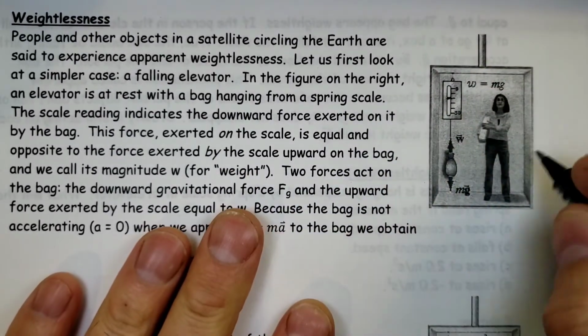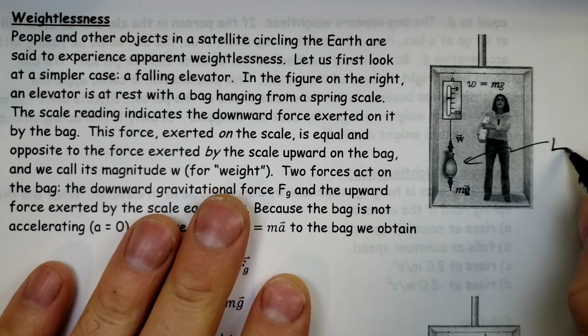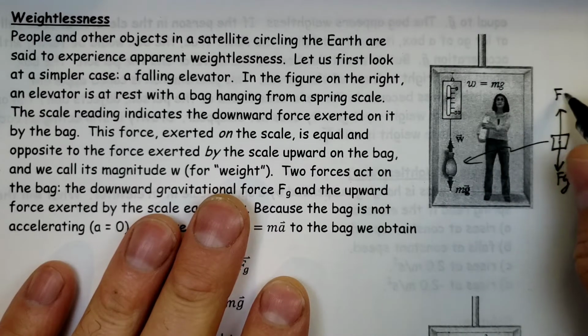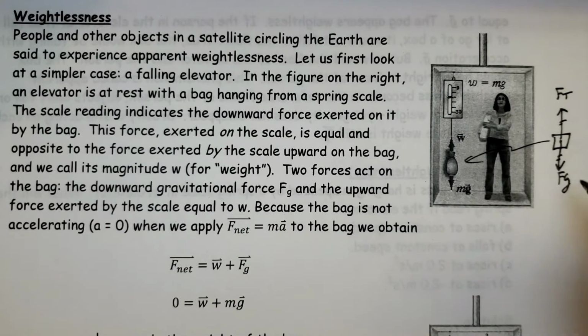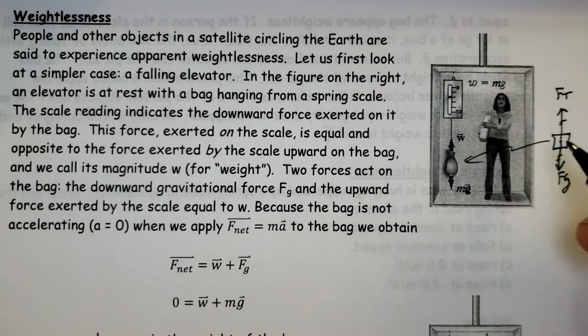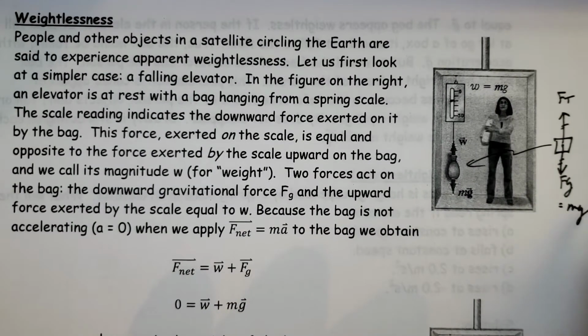So if we recall, if I was to look at that bag there, we did this before, right? We have Fg pulling downward, and I can call it tension force pulling upwards, equal and opposite. So gravity pulling down, because it is not accelerating up or down. Fg, of course, is equal to mg.